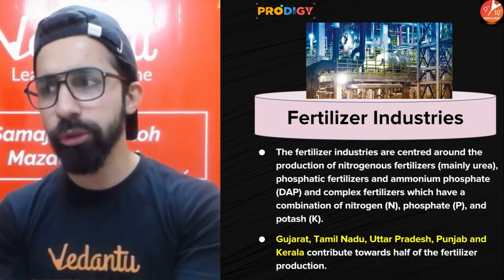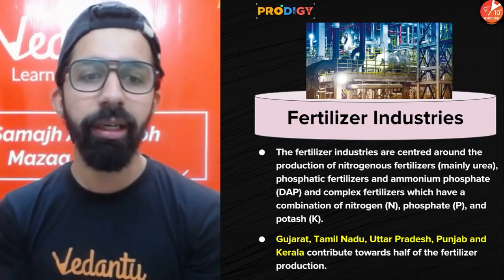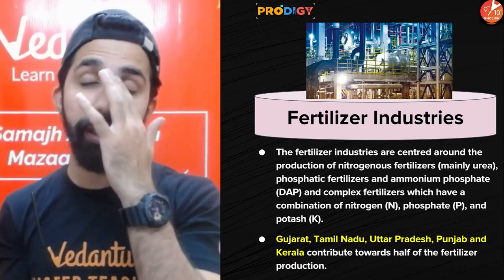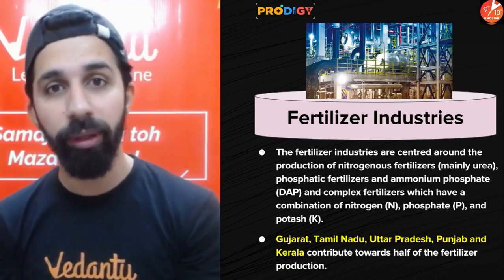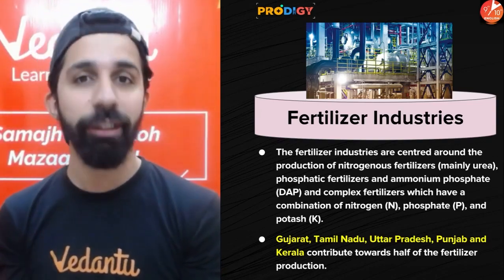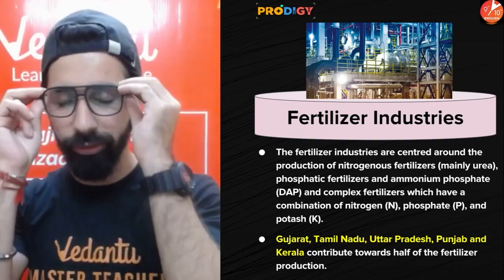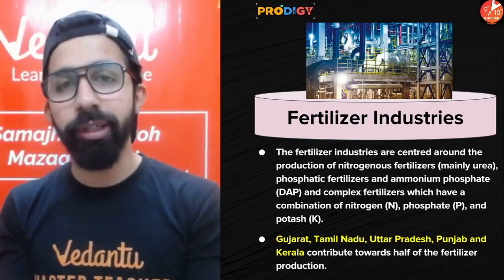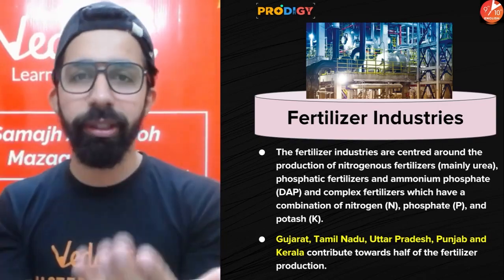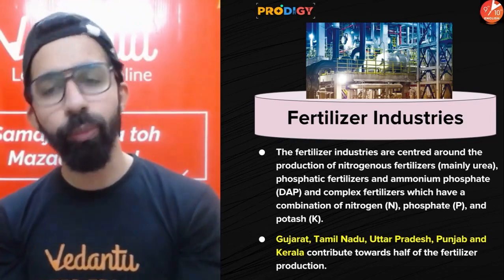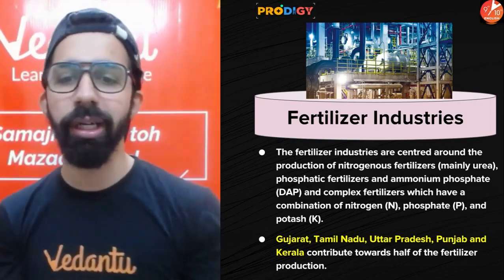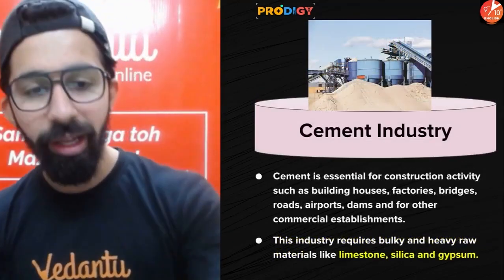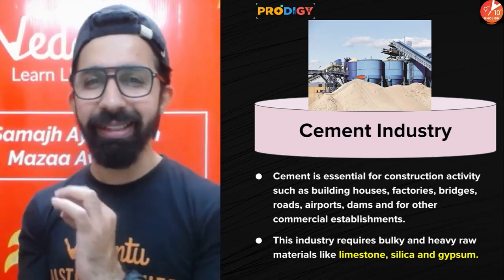There are a few soils which lack essential nutrients like phosphorus or nitrogen. For example, black soil lacks phosphorus and nitrogen. So guys, in these fertilizer industries, these essential nutrients are made, and these nutrients are added to the soil to increase its productivity. Simple. Most of the fertilizer industries are located in Gujarat, Tamil Nadu, Uttar Pradesh, Punjab, and also in Kerala.